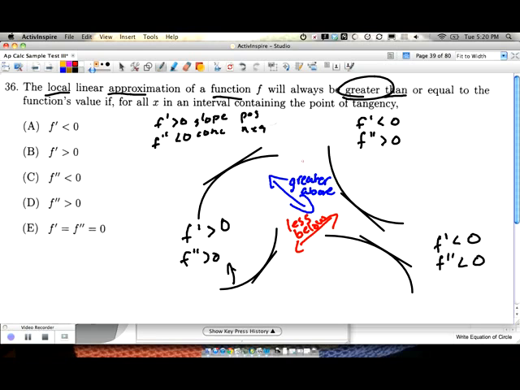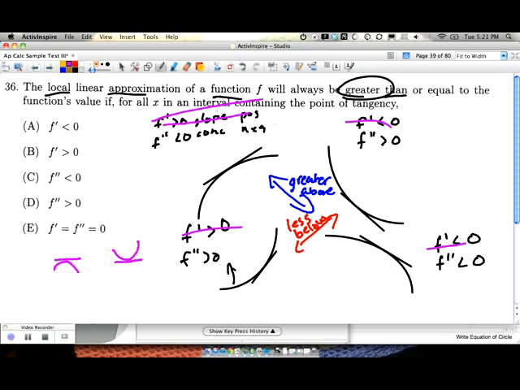Let's see what these things have in common. This one has a positive slope, this one has a negative slope, so that's definitely not in common. Those things are different. But they're both concave up, and that's the consistency with the second one. These are both concave down, and these other ones are both concave up. In other words, if you're concave up, your tangent line is always going to be below, and if you're concave down, your tangent line is always going to be above. Because that's what a local linear approximation is.